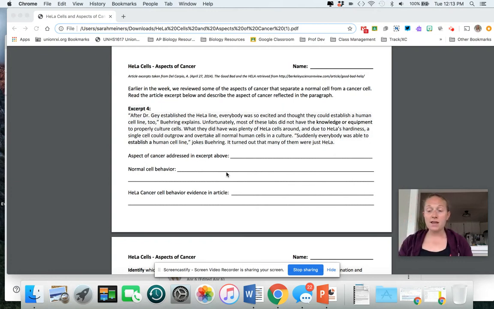Normal cells stop dividing once they contact each other. But HeLa cells, not only do they reproduce extremely fast, so that they take over other cells in terms of the rate, but also if they touch another cell, they don't stop dividing. They just keep dividing. But normal cells, once they touch another cell, they stop dividing. So HeLa cells don't have contact inhibition and do have a high rate of reproduction. The evidence for that was that they take over other cells in human cell culture.